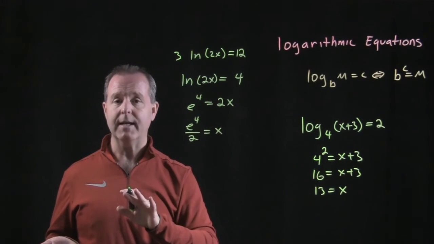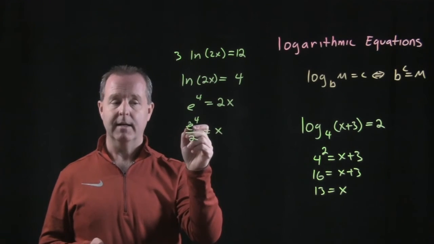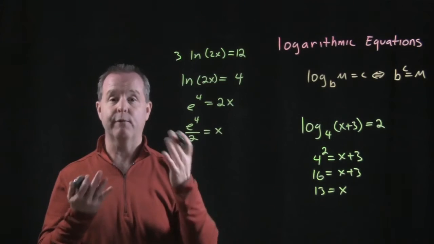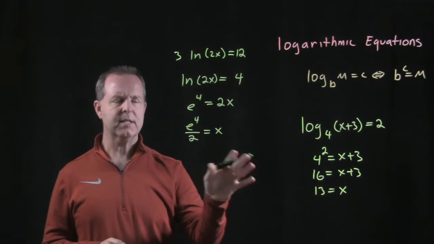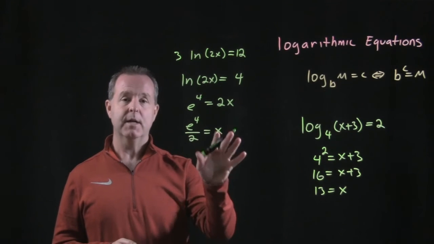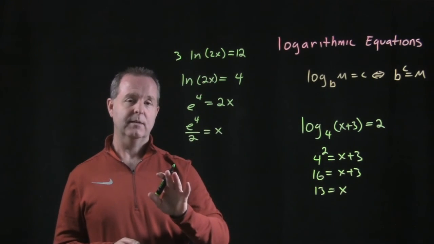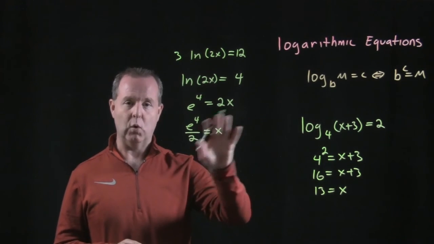I can evaluate it too with an approximation by going to my calculator and taking e to the 4th, then dividing by 2 and getting an approximation. So just a couple examples that sometimes to go from a logarithm, we need to go to an exponent in order to solve it.